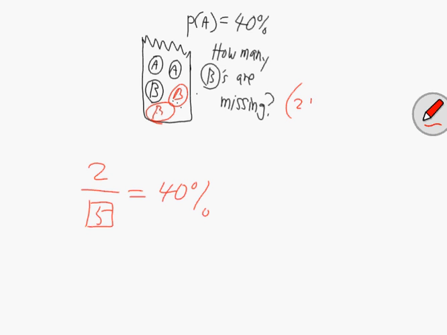So how many are missing? You can say 2 are missing, or there are 3 B's in the bag. Either one's fine. Okay?